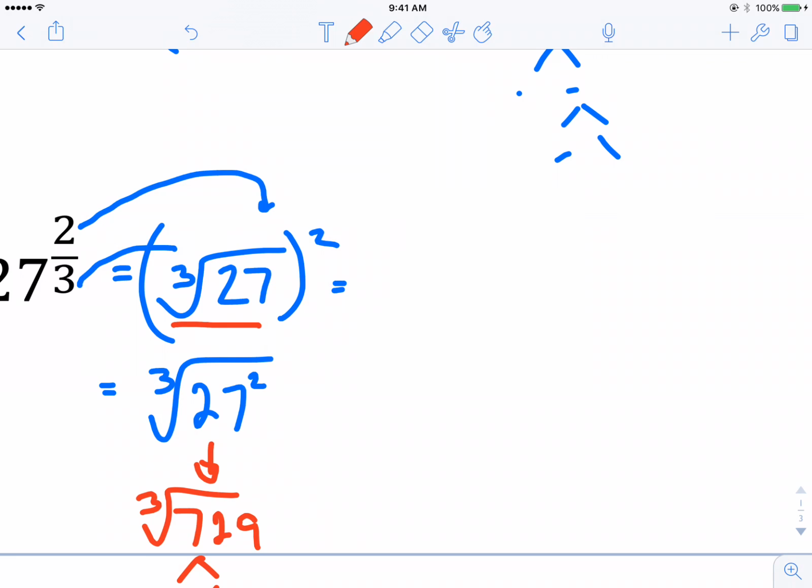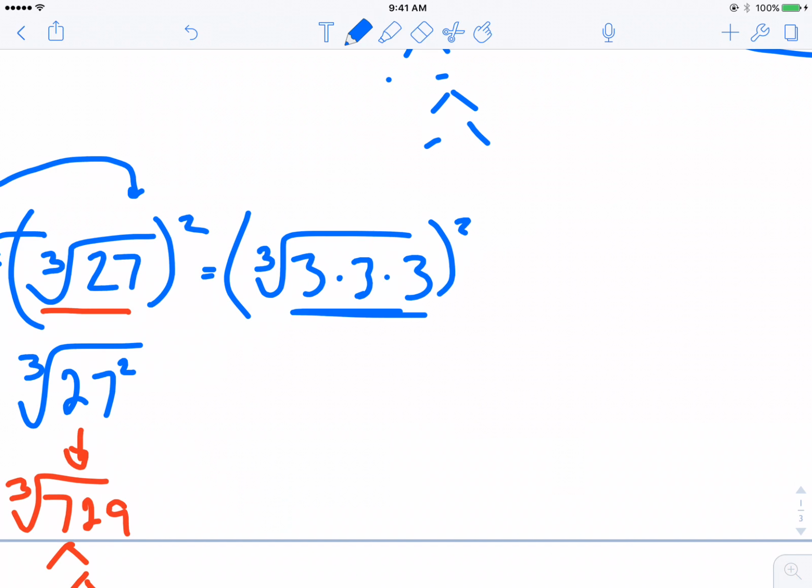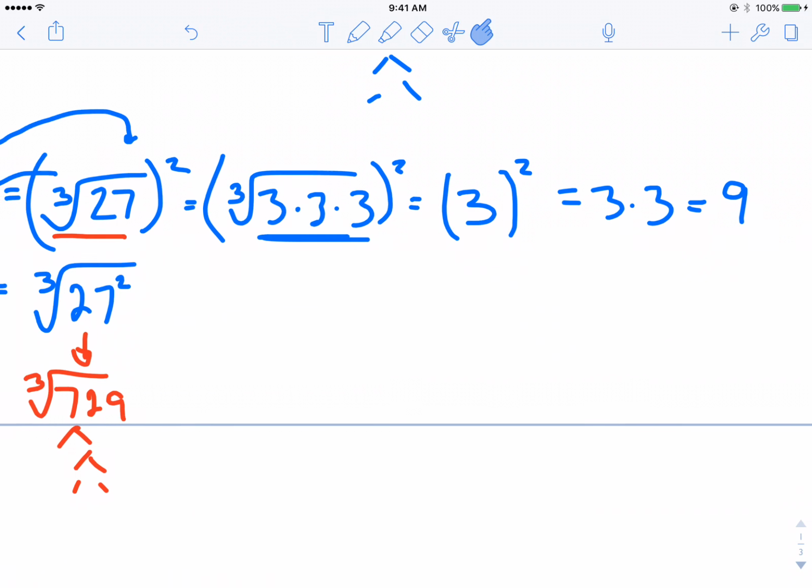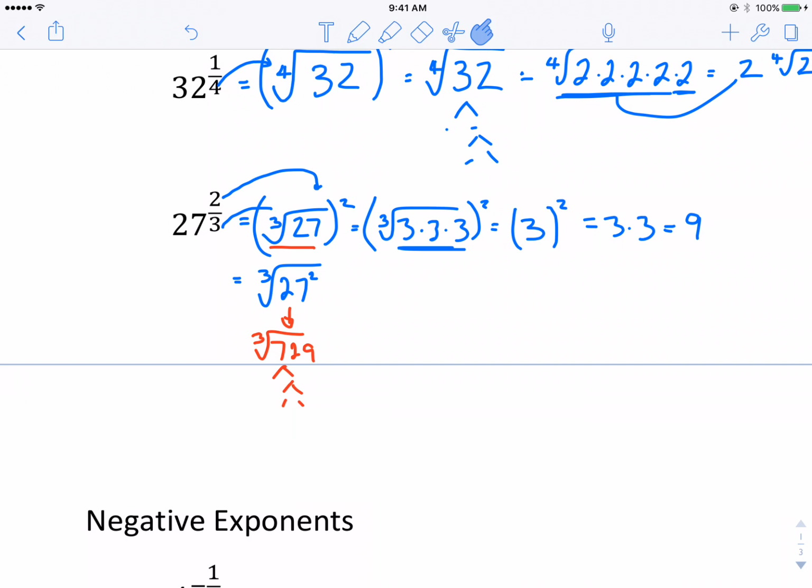So the cube root of 27, I know, is also going to be the cube root of 3 times 3 times 3, and then of course all squared. Now this is a group of 3. Because it's a cube root, one of them comes out. I have no leftovers, the root sign is gone, but I still have my power of 2 here. 3 squared is 3 times 3, which is 9. Part 1 video, side 1 of the chapter 4 review sheet.